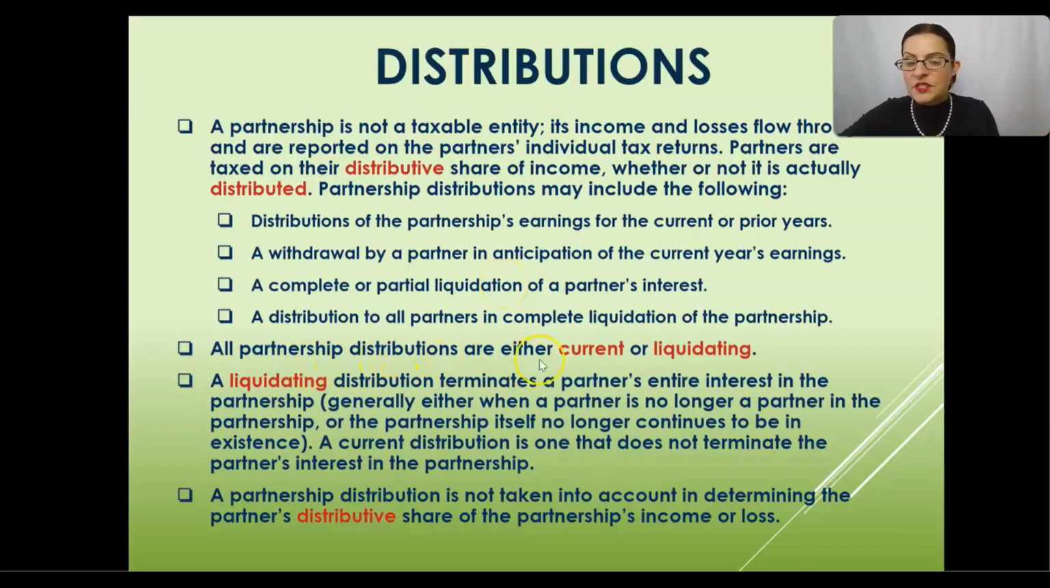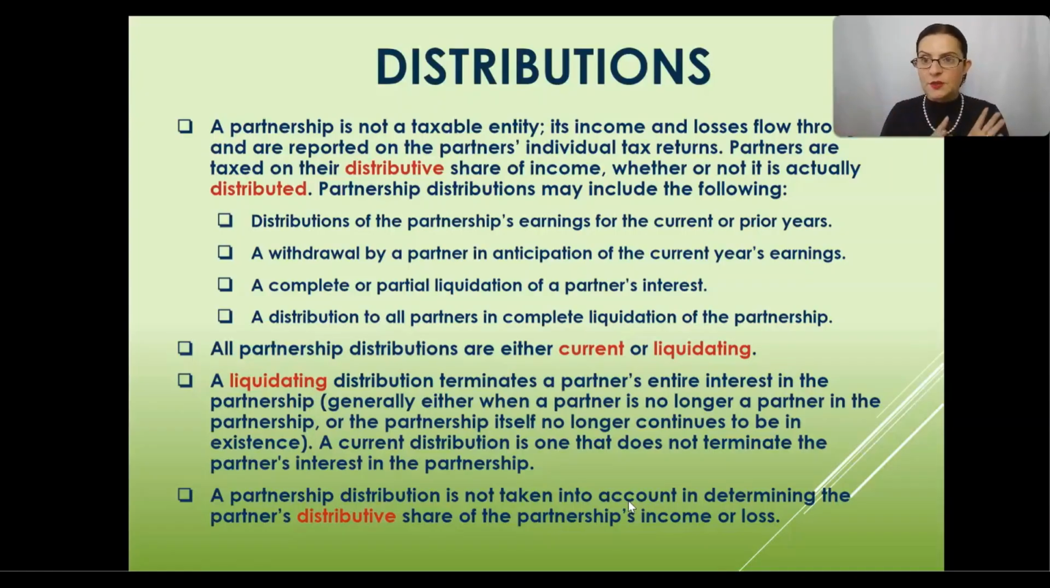All partnership distributions are either current or liquidating. A liquidating distribution terminates a partner's entire interest in the partnership. This generally happens when a partner is no longer a partner in the partnership or the partnership itself no longer continues to be in existence. A current distribution is one that does not terminate the partner's interest in a partnership. Now, I want you to understand the difference between these two because they are really different. A current distribution happens when you pull money out of the business, but the partnership continues on. You continue to be a partner.